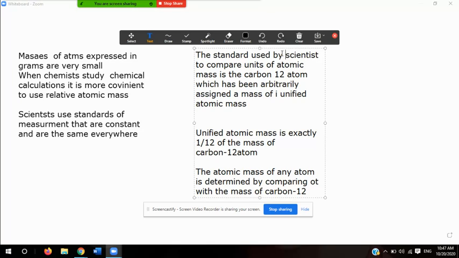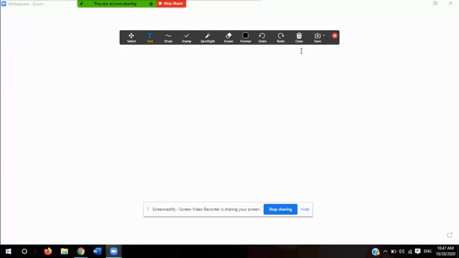Now they use carbon 12 because it's the most abundant source of carbon here on Earth, and it's the most stable one as well. It goes on to say that a unified mass is exactly 1/12 the atomic mass of the carbon 12 atom, and the atomic mass of any atom is determined by comparing it with the mass of carbon 12. So basically, all masses of atoms are determined by comparing them to carbon 12.